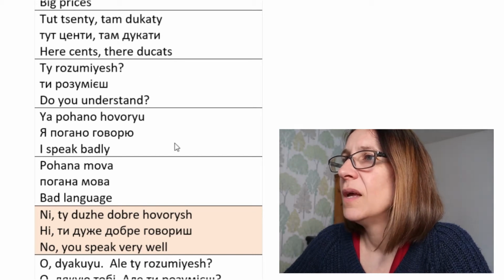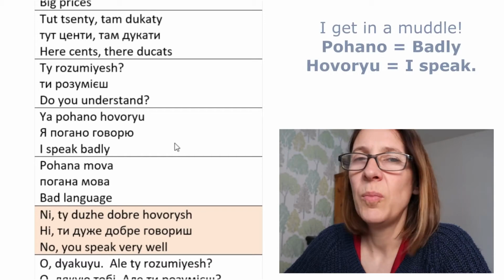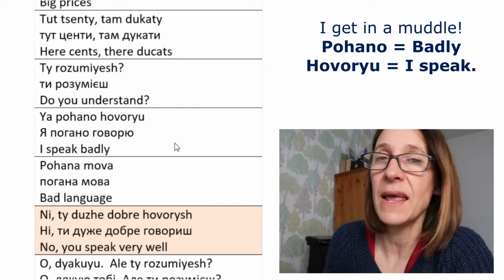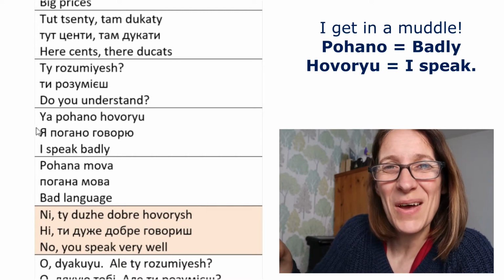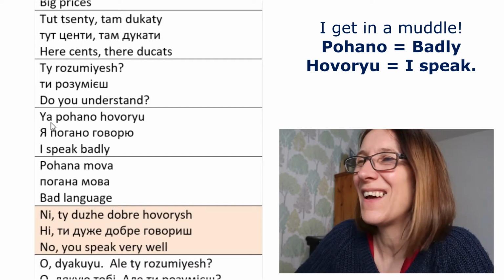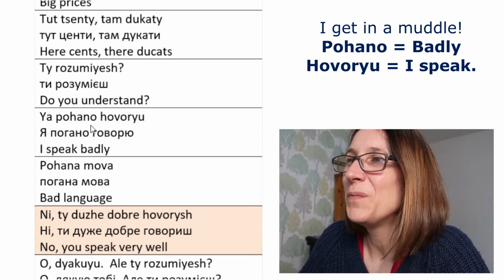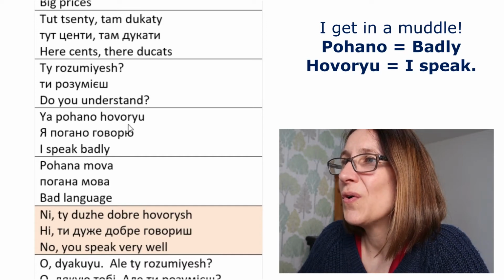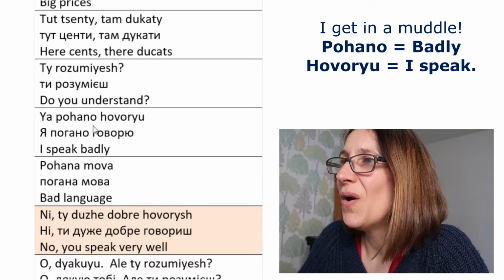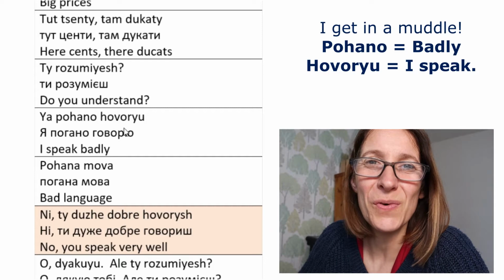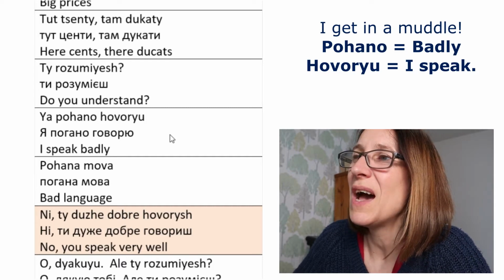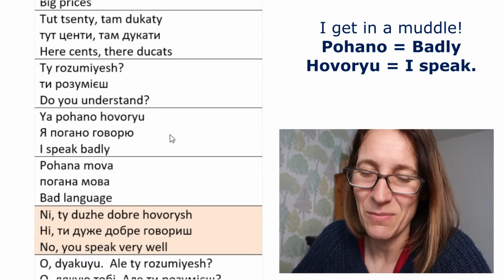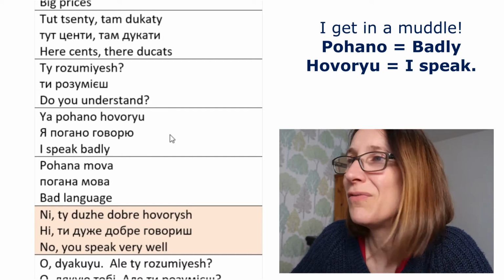And then we've got this. Ja pohano. Pohano is speak, I speak. Ja is I. I like that it's just one letter. That backwards. Ja. And then badly. Ja pohano hovor you. I'm going to say that to my imaginary friend. Maybe one day I'll have a real friend.